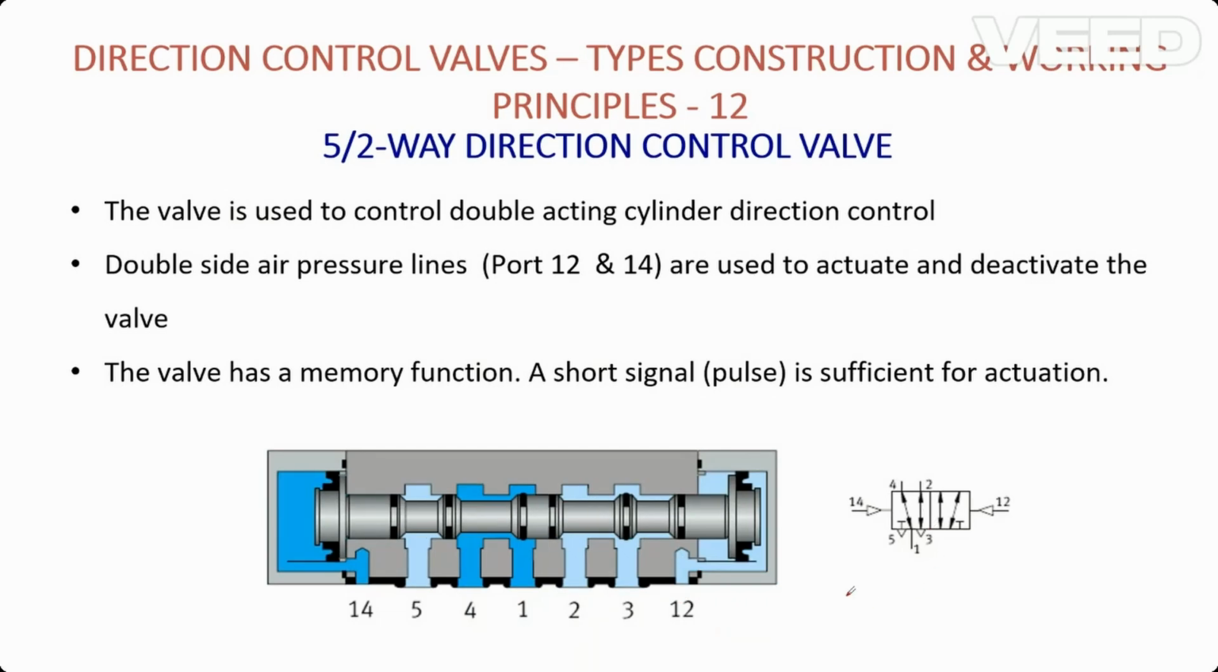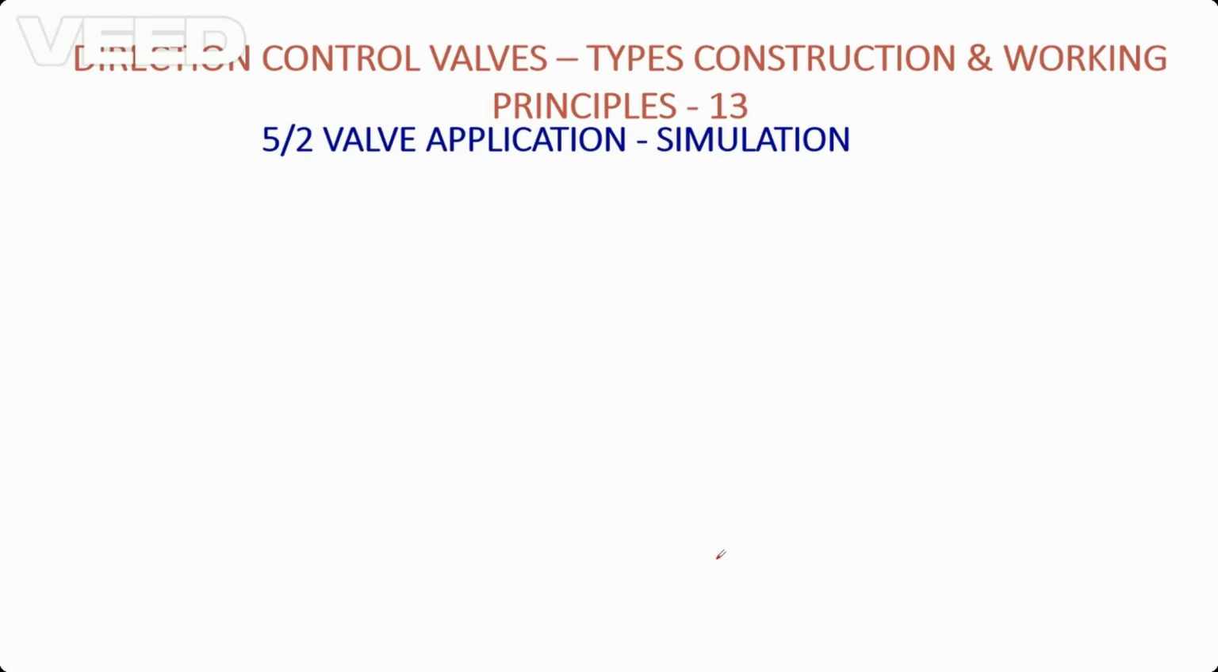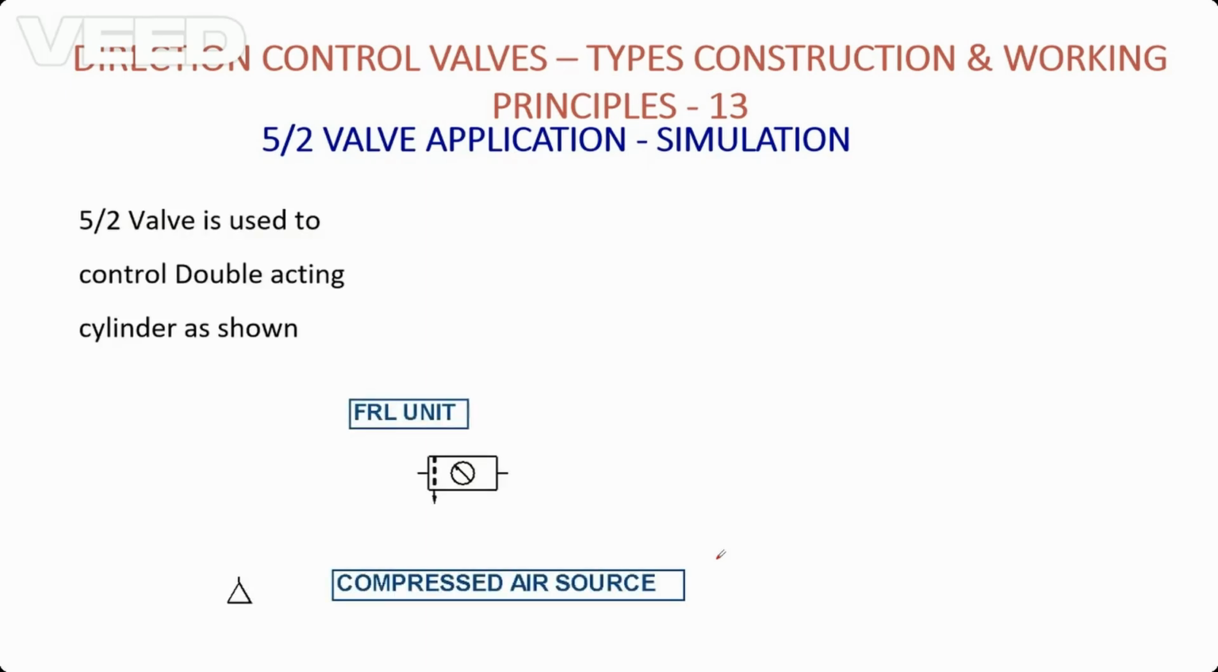So here, as I said, piloted, here we would be having extra ports so that we can send an external source of air. These are activated with the help of air pressure. So this is about the 5 by 2 valve.